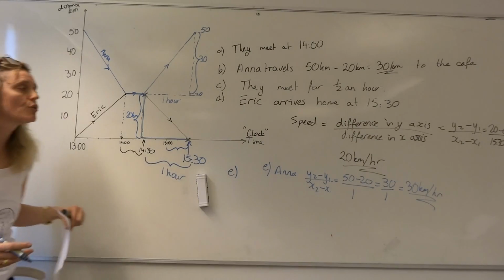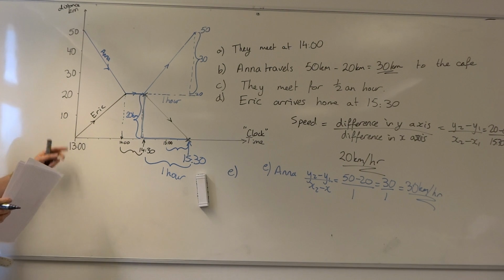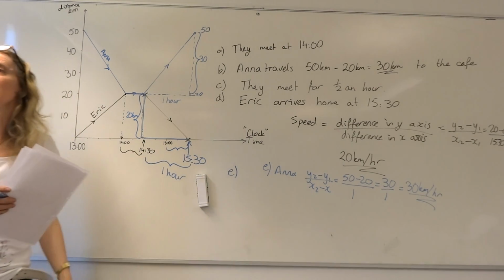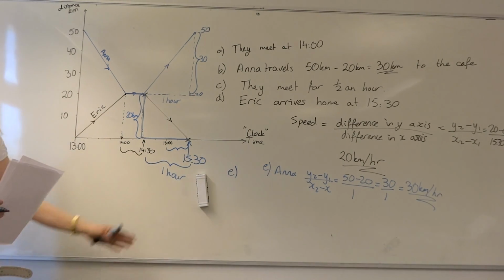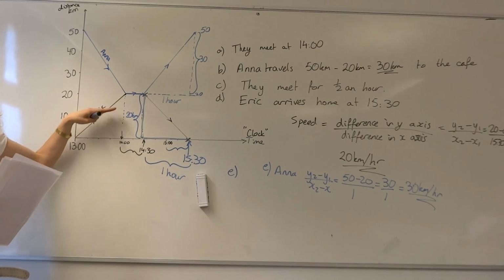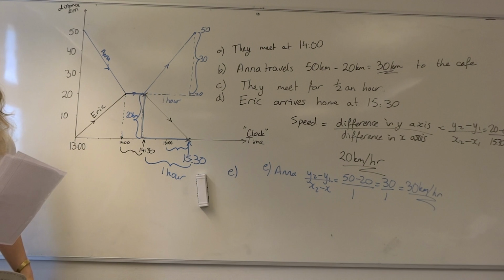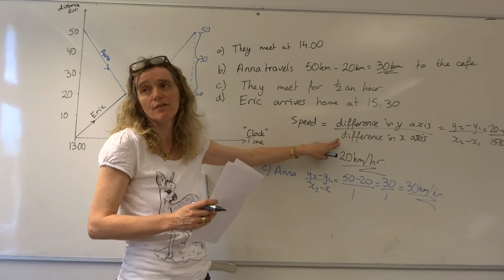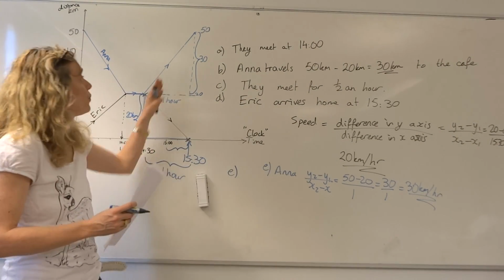So you can use your graph to get the speed, and that's really what the speed-distance-time formula is. That's basically what it's doing. It's dividing the distance by the time. And you're doing that graphically in this particular question. So gradient is always the difference in the y-axis divided by the difference in the x-axis of the points.